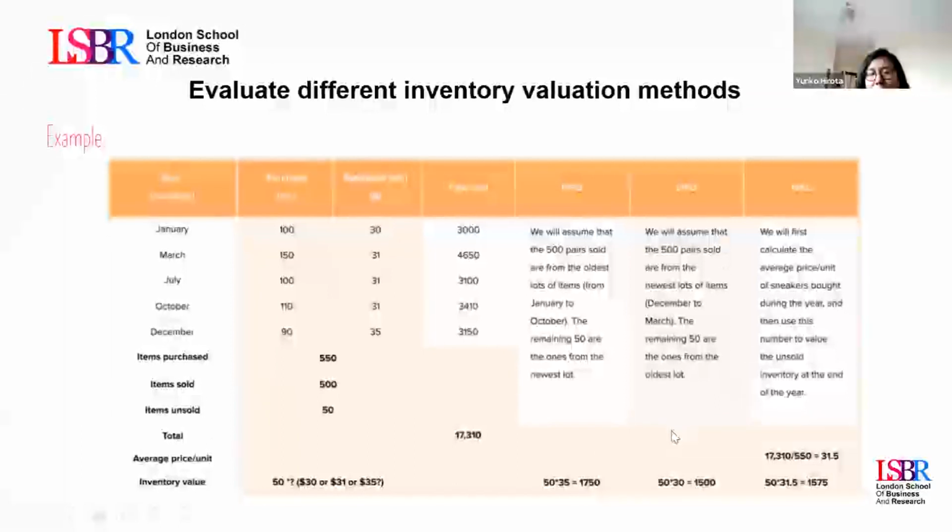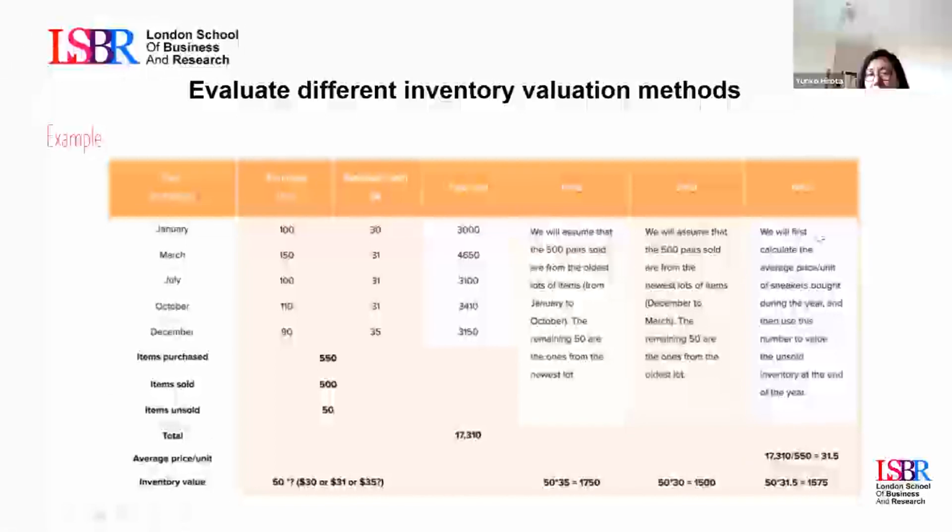But what happens if we are using LIFO? It means that we will use 30, because it's last in, first out. So we are going to take this.